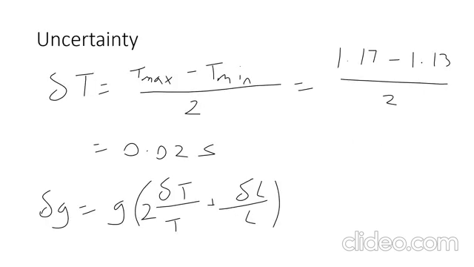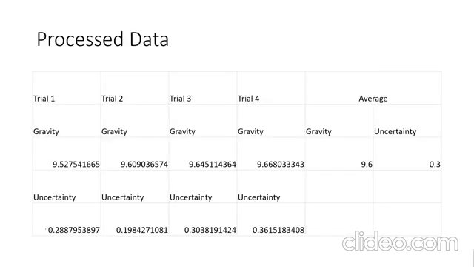Now the uncertainty for the period will be the maximum period minus the minimum period, or 0.02 seconds, and the uncertainty for length will be 0.001 meters. Now the uncertainty for gravity, because it's based on the period squared and based on the length, will be 2 times the uncertainty for the period divided by the period, plus the uncertainty for length divided by length. Now finally we have gravity is 9.6 plus or minus 0.3 meters per second squared.